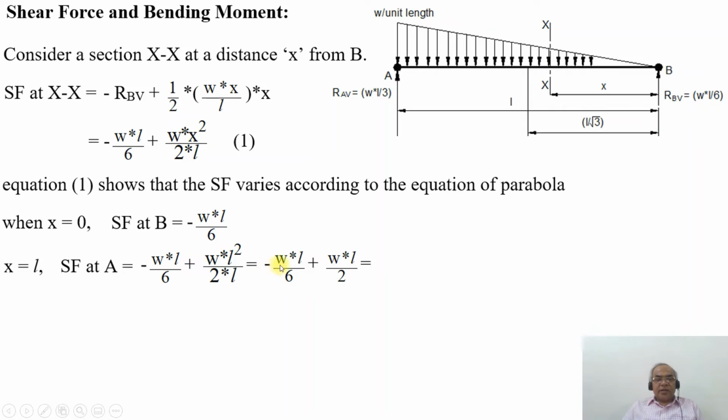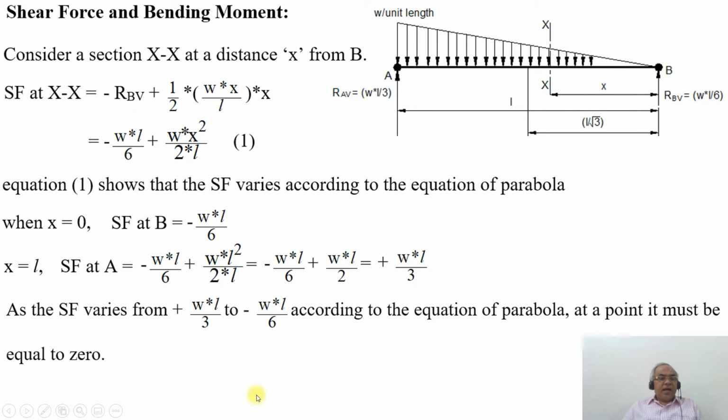So you get minus W into L by 6 plus WL by 2. Taking the LCM and simplifying, you get W into L by 3. So yes, SF at A will be WL by 3. As the SF varies from plus WL by 3 to minus WL by 6 according to the equation of a parabola, at a point it must change its value to 0. Where exactly will it change? Let this point be at a distance X from B.